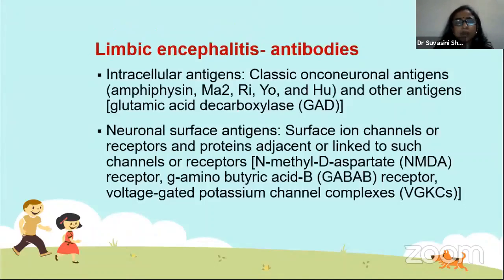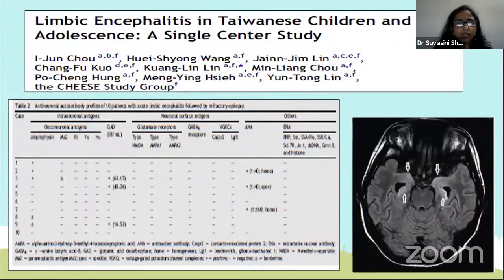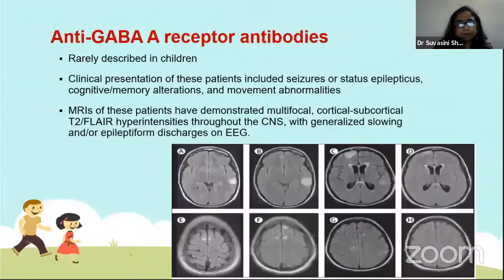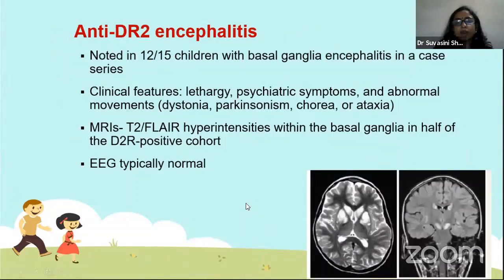So typically caused by onconeural antigens and GABA-B and VGKCs. So in one small study, what was found is that these patients have changes in the limbic region and present with encephalopathy, memory changes, and emotional disturbances. GABA-A receptor again are very rare in children, but one clue here is the MRI shows these demyelinating kind of multifocal hyperintensities. DR2, anti-basal ganglia encephalitis, presents with, like the name itself suggests, bilateral basal ganglia symmetrical hyperintensities and clinical features of dystonia Parkinsonism.